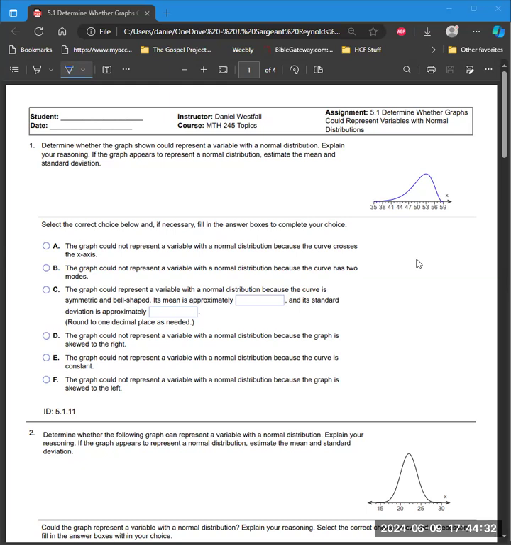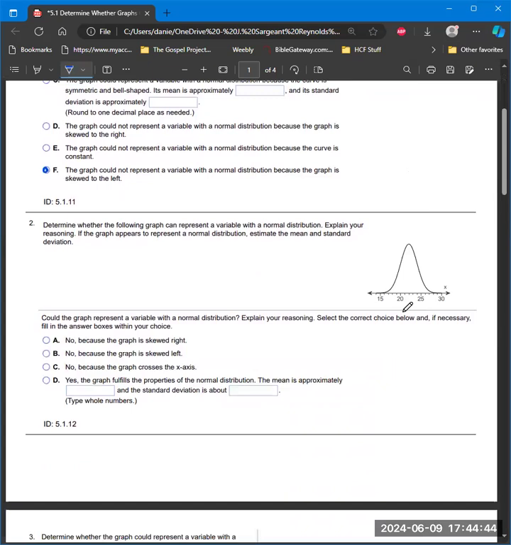Since this graph is skewed left, it could not represent a normal distribution, so that's F. The graph could not represent a variable with a normal distribution because the graph is skewed to the left.